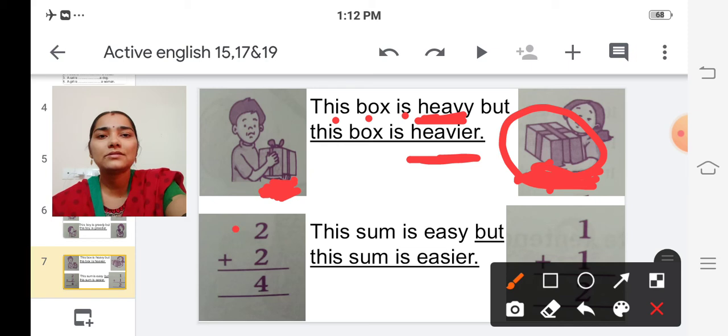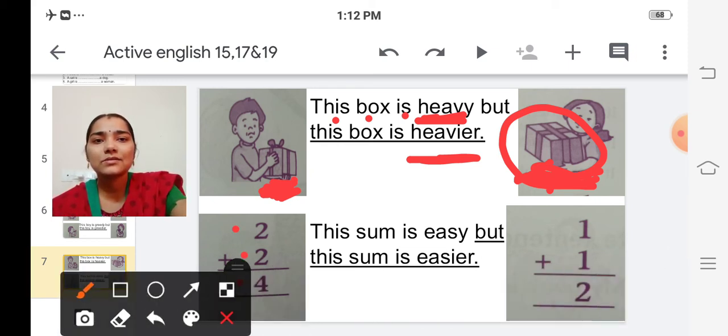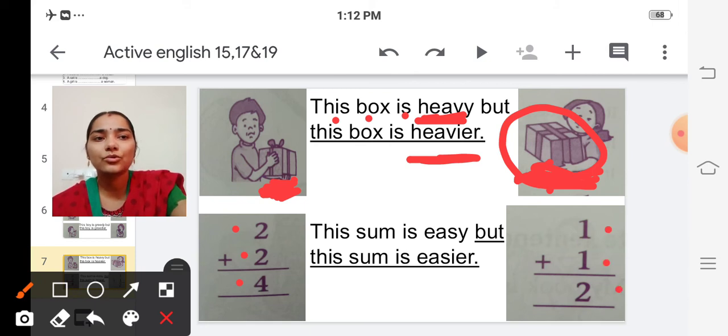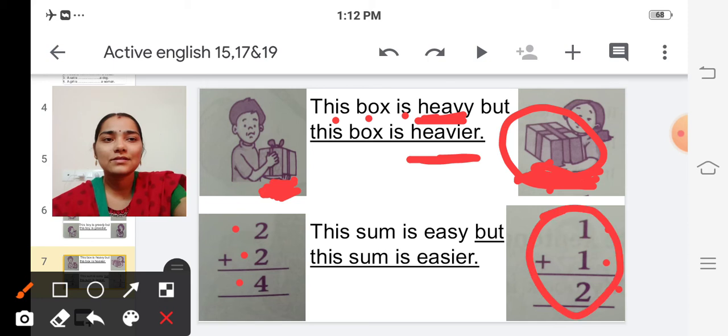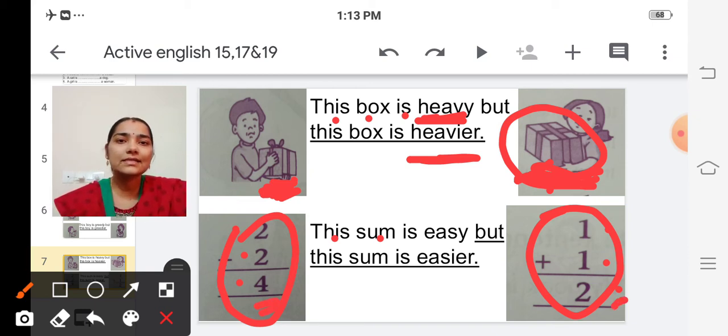It is 2 plus 2, which is equal to 4. And here 1 plus 1, which is equal to 2. Which sum is easy for you? This one, isn't it? It is also easy, but it is easier. So what have they given? This sum is easy, but this sum is easier.